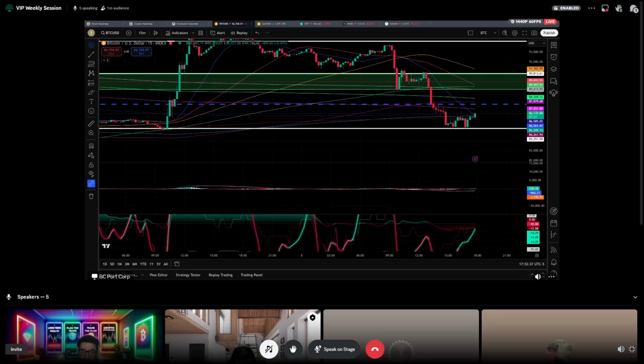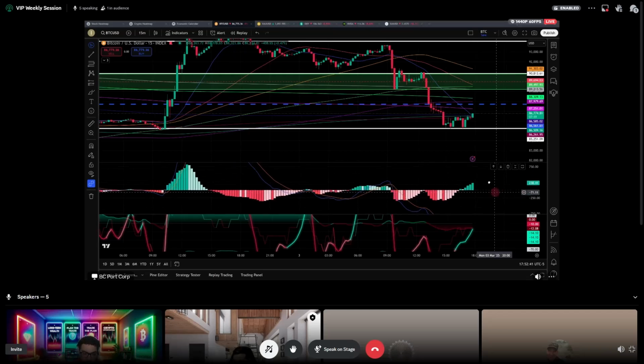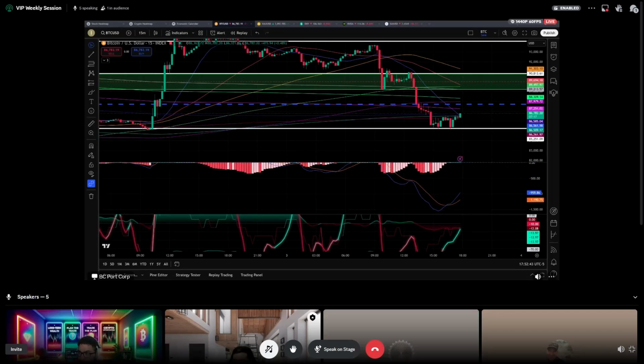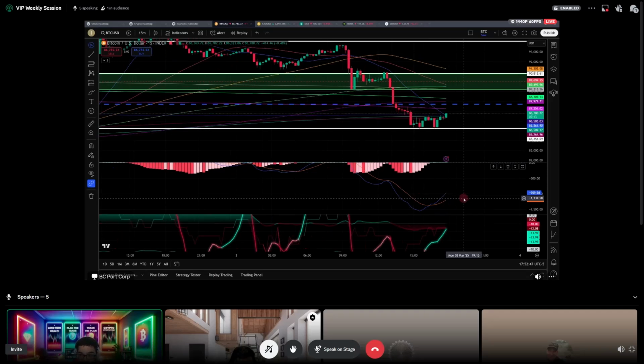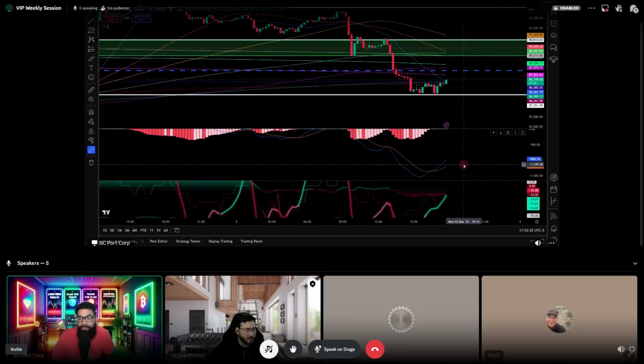Hash rate is dumping like a son of a gun today, by the way. We're all the way down to 701 million. I'm not surprised. It's not profitable to mine Bitcoin right now. At profitability, you need to be above $94,000.